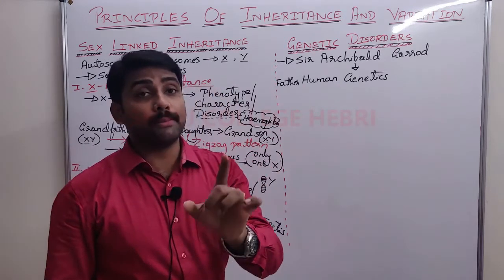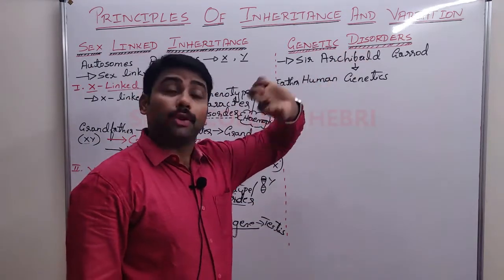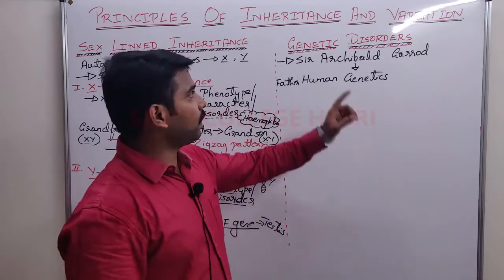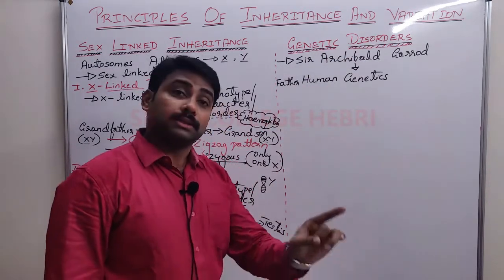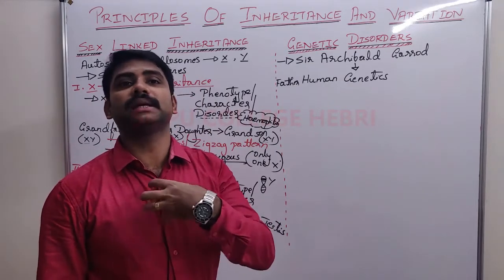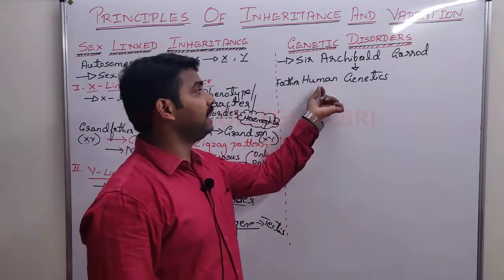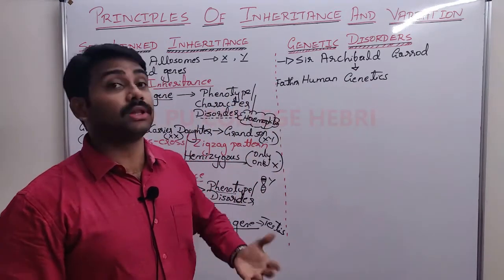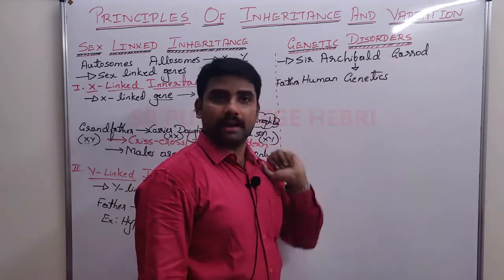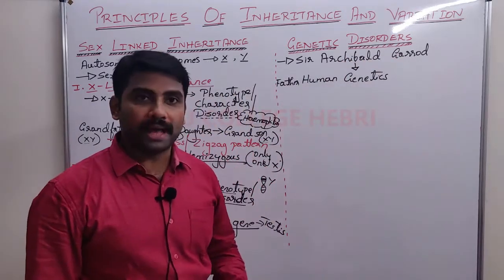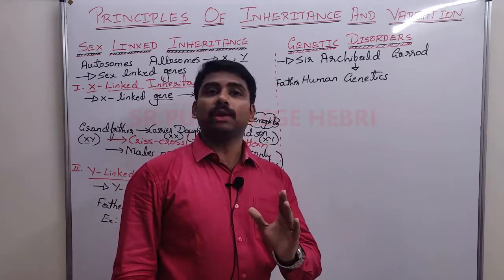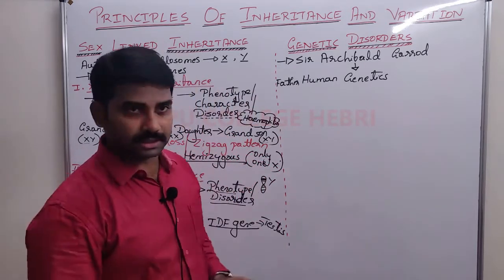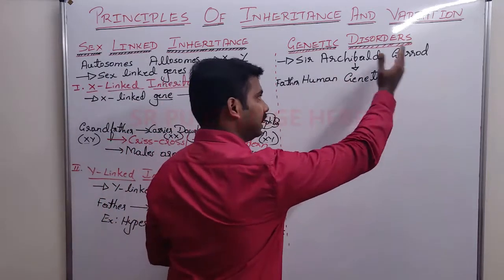I am discussing those disorders which are caused due to change in the genetic material. That's why it is called genetic disorder. Genetic disorders associated with humans are studied under which branch? Human genetics. Who did the study for the first time? Sir Archibald Garrod, who is also known as the father of biochemical genetics.